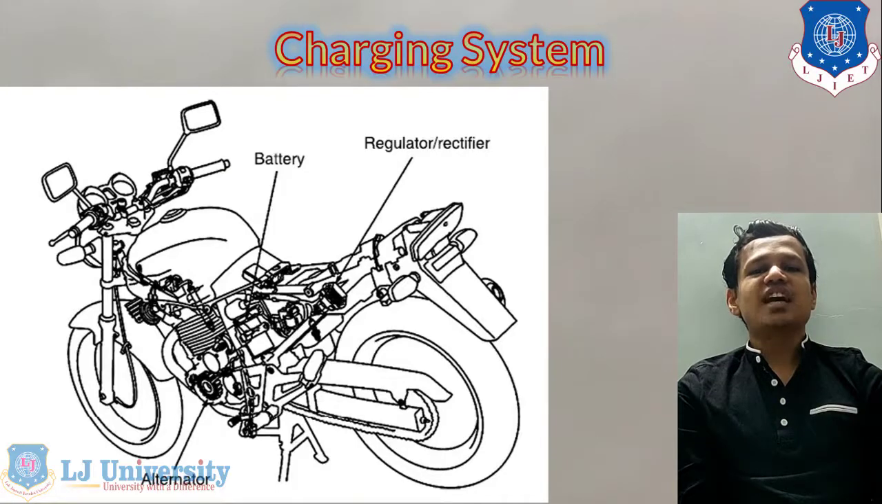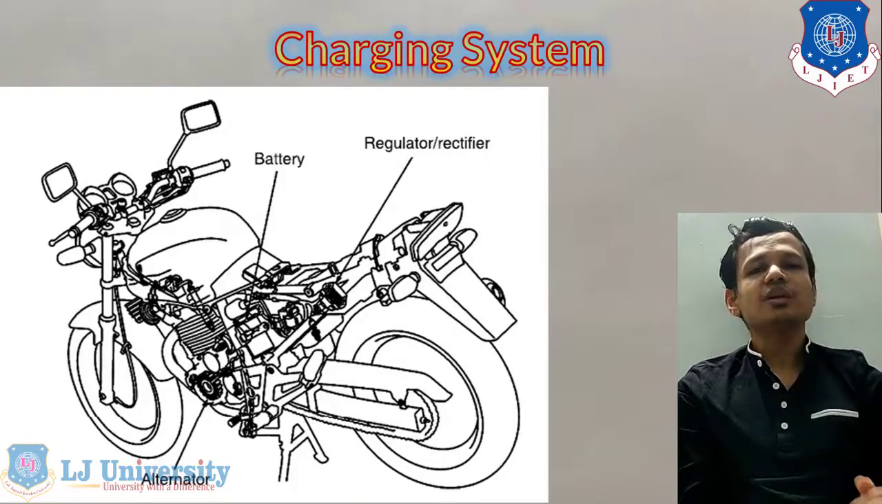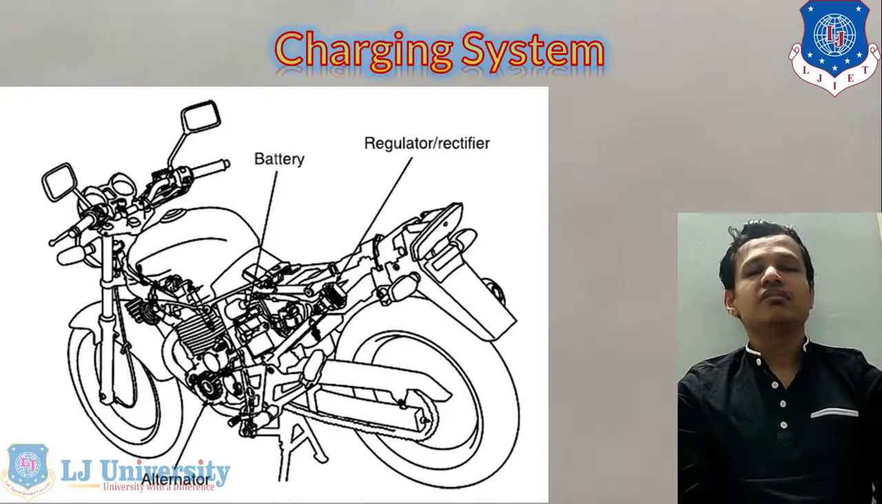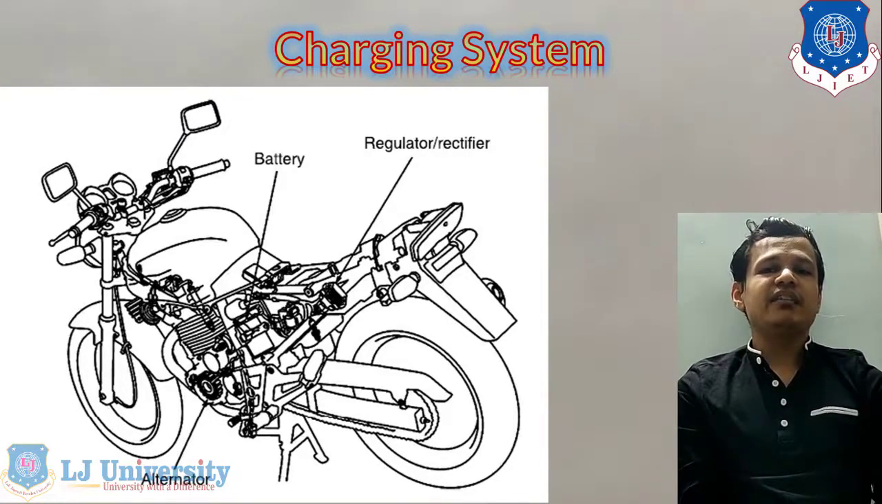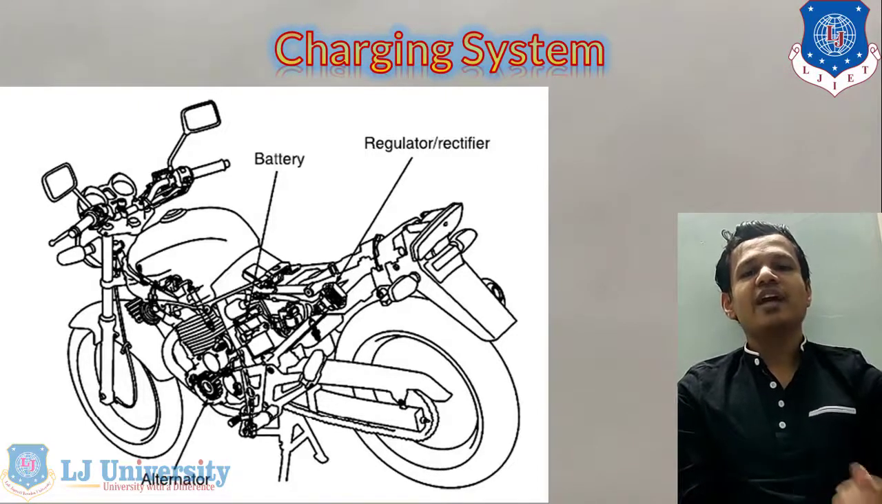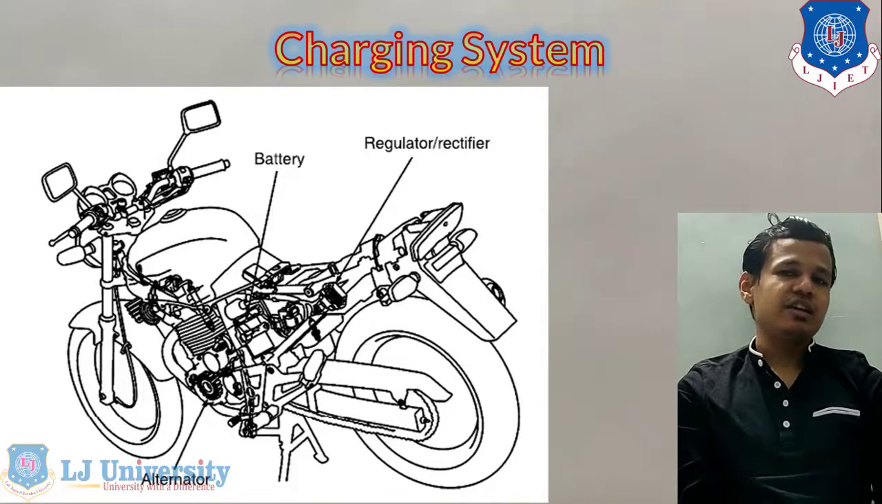Second one is the charging system. In the case of the charging system, how is the battery charged whenever we are running our vehicle, right? We cannot just keep using the energy from the battery. We have to keep it in the charging condition whenever we are driving as well. For that, we provide an alternator in our vehicle, right?